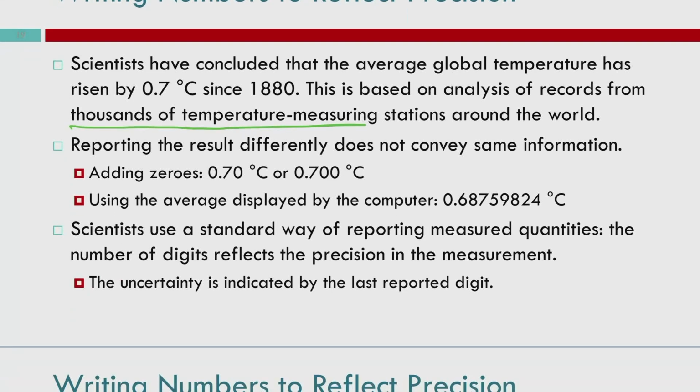Which we'll talk about on the next slide. When we're reporting measured quantities, like in a lab report, or a data table in a lab, we reflect the precision of our measurement, how small of a unit, how fine of a measurement we were able to make, by the number of digits. And the uncertainty is reported in our last digit.